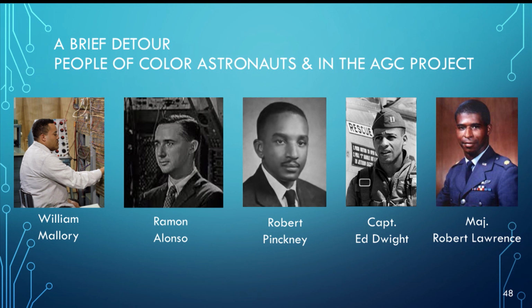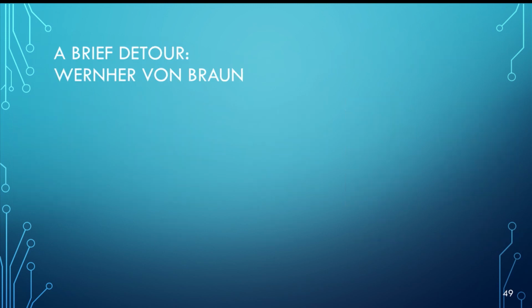And then these 2 individuals from the military, Captain Ed Dwight and Major Robert Lawrence, they were actually scheduled to become astronauts. Ed Dwight in 1963 and Robert Lawrence in 1967. And they didn't get their chance, but they were certainly working towards that.